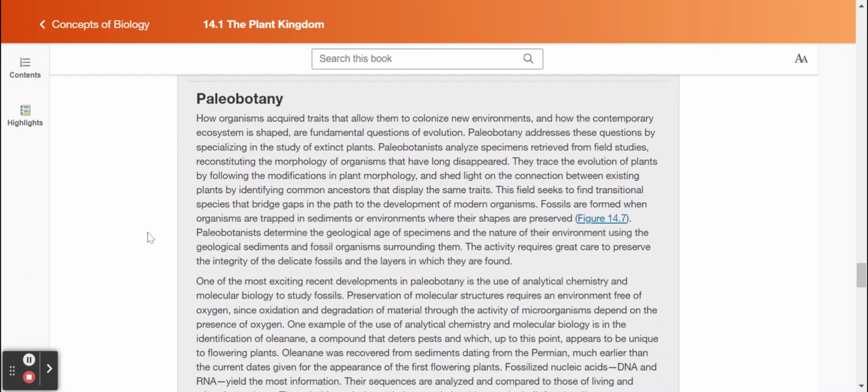Evolution connection. Paleobotany. How organisms acquired traits that allow them to colonize new environments, and how the contemporary ecosystem is shaped, are fundamental questions of evolution. Paleobotany addresses these questions by specializing in the study of extinct plants. Paleobotanists analyze specimens retrieved from field studies, reconstituting the morphology of organisms that have long disappeared.